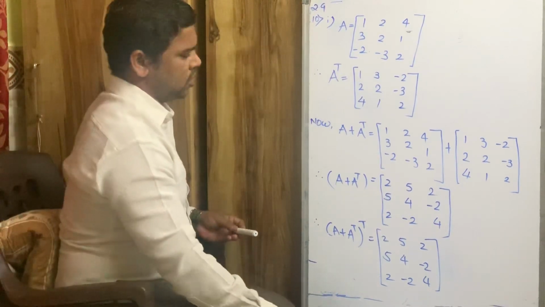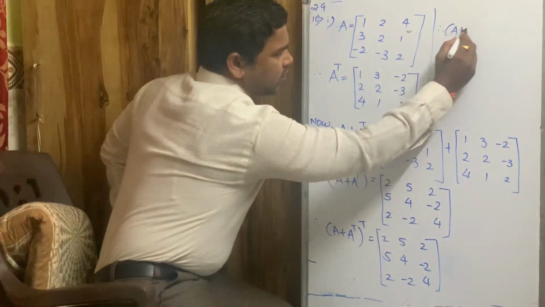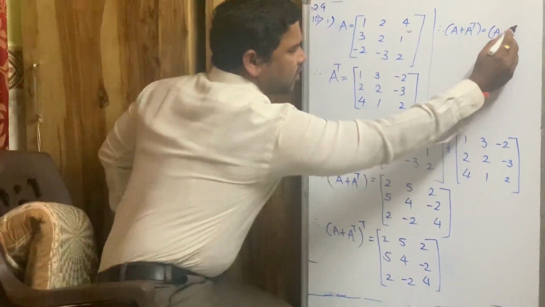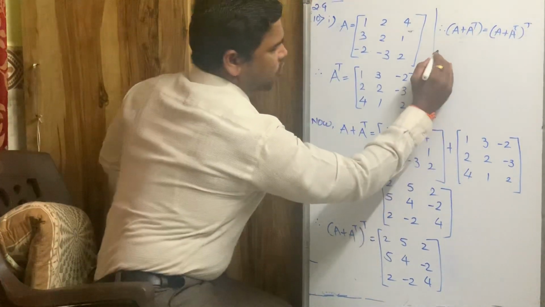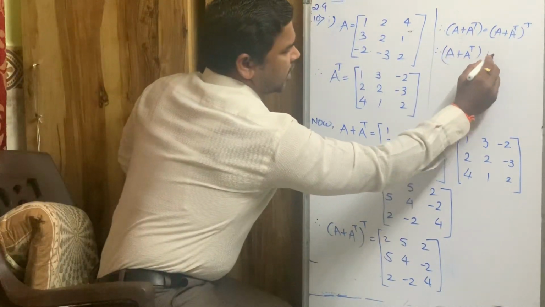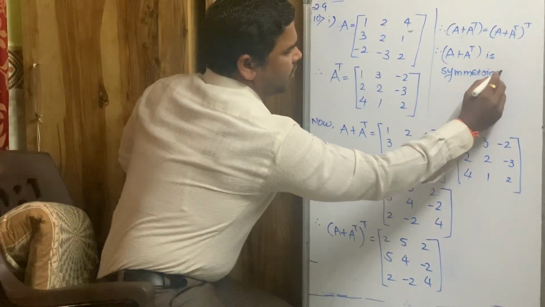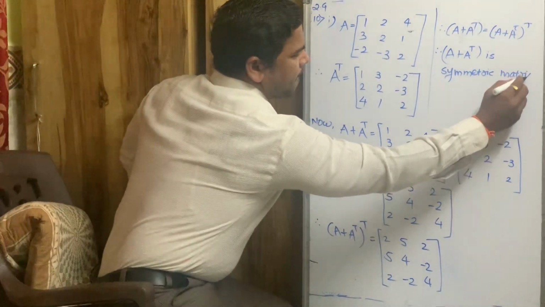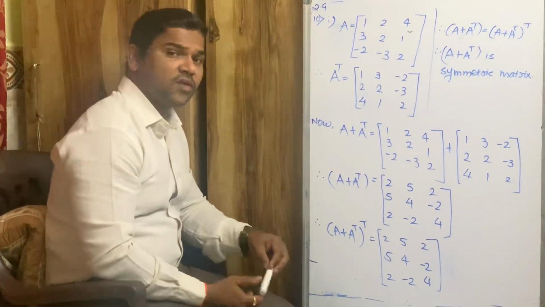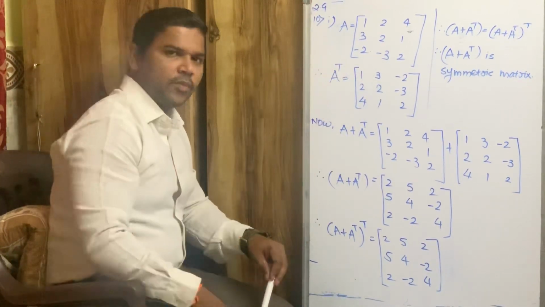So just write down. Therefore A plus A transpose is equal to (A plus A transpose) the whole transpose. Therefore A plus A transpose is a symmetric matrix. So this is the first part. We have to show that A plus A transpose is symmetric, so we have proved it. हमें ये प्रूव करना था, वो सिमेट्रिक है तो वो तो सिमेट्रिक हो गया.